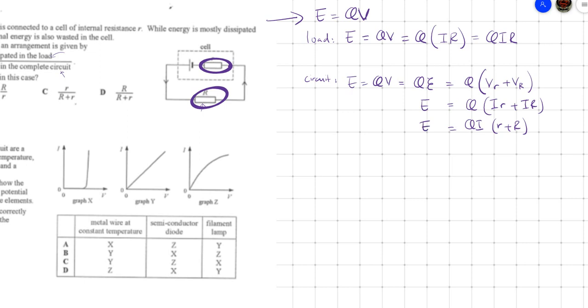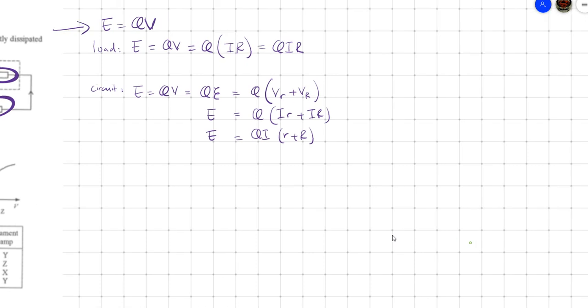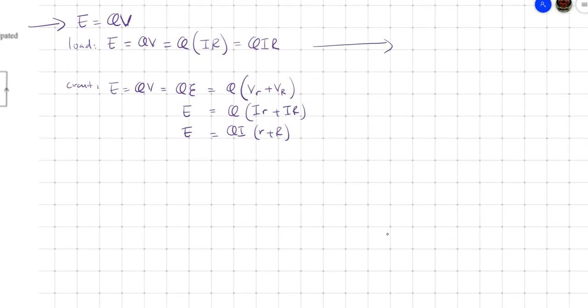Now we're taking the ratio again, so the ratio of the load over this one here.